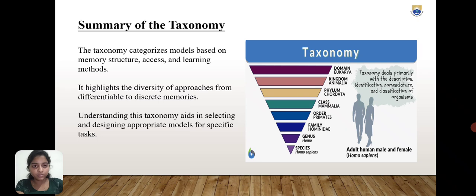Summary of the taxonomy. The taxonomy categorizes models based on memory structure, access, and learning methods. It highlights the diversity of approaches, from differentiable to discrete memories. Understanding this taxonomy aids in selecting and designing appropriate models for specific tasks.